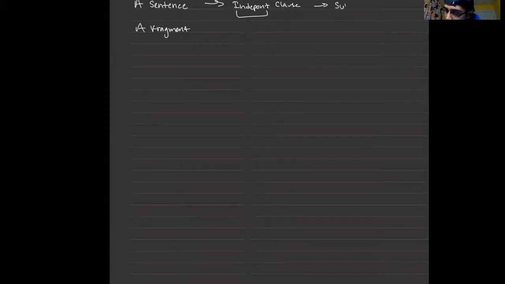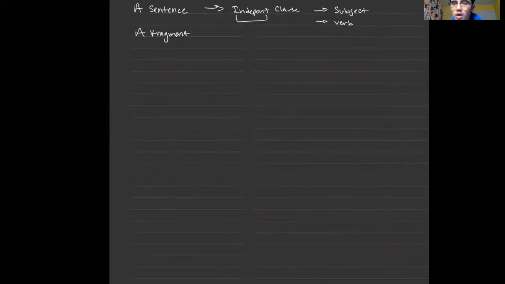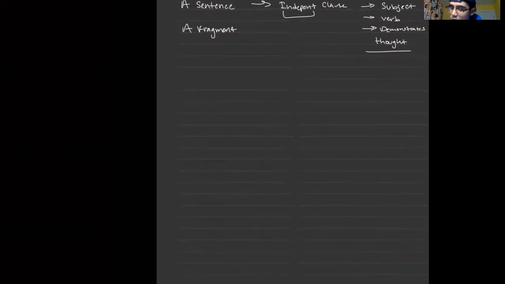A subject could be a noun or it could be a pronoun of some sort. A verb, obviously, is an action, and then they have to complement one another. Actually, not necessarily complement. Just make sure it's cohesive and it demonstrates a whole, complete thought. And you guys are probably questioning, so what qualifies as a complete thought? Before we get to that, what's a fragment?